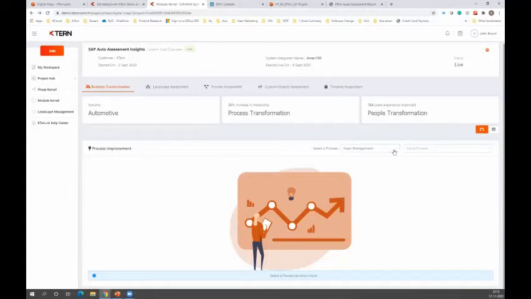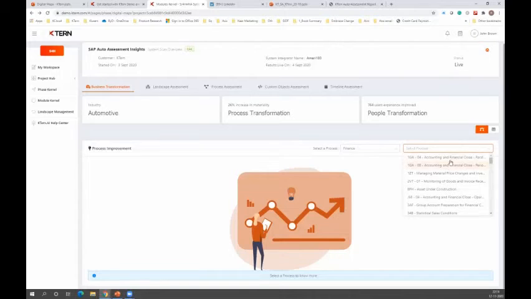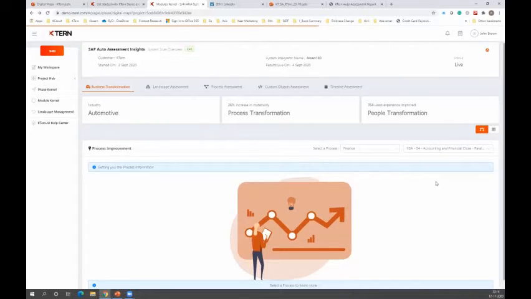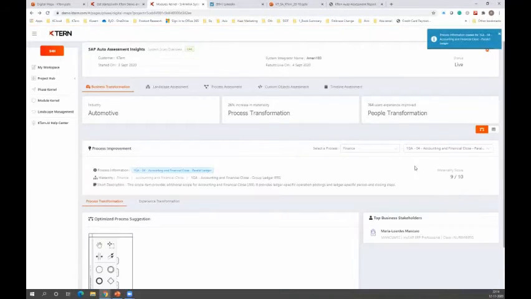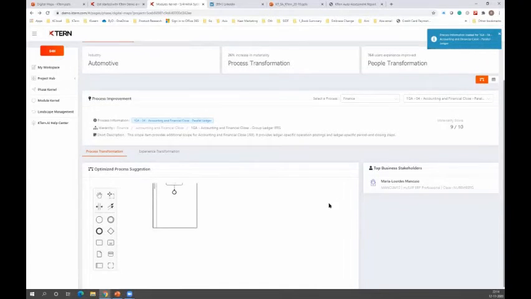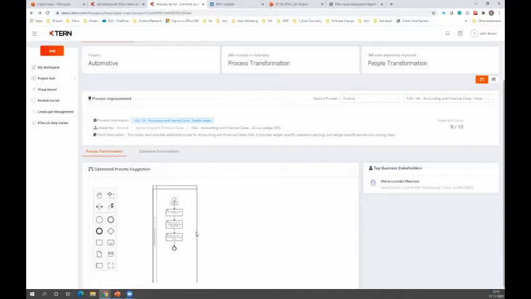So I'll go to the process view and pick one of the items and see what it shows. If you look at the process, it launches a complete process map of how things should have been configured, and also talks about the process owner attached to a particular process, right? So that's the kind of information that it provides.